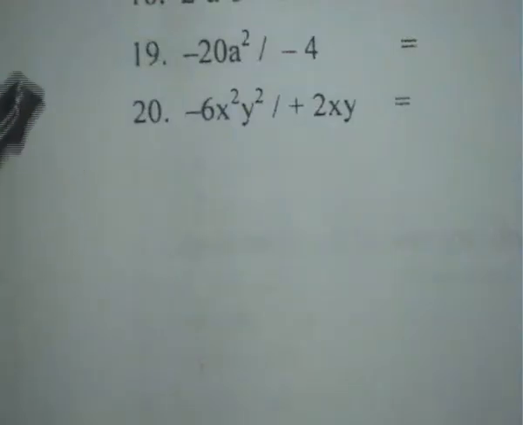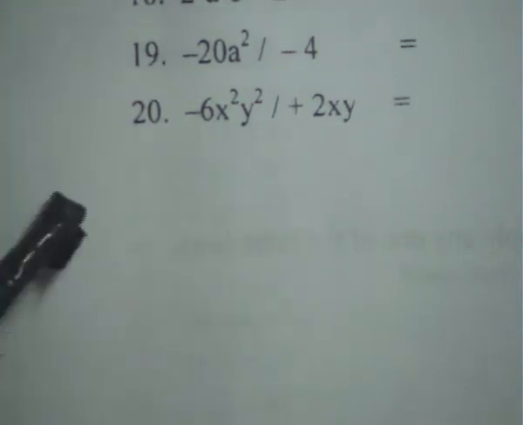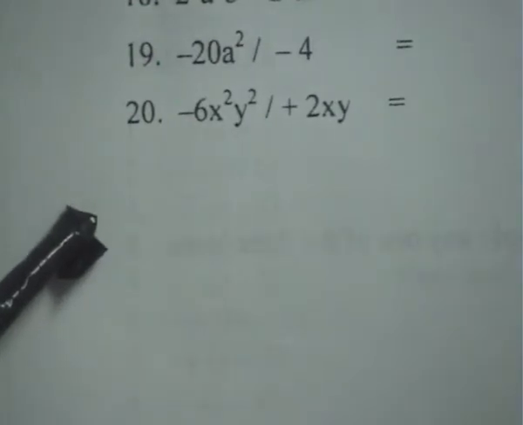Number 19, minus 20a squared divided by minus 4. Number 20, minus 6 x squared y squared divided by plus 2 xy.